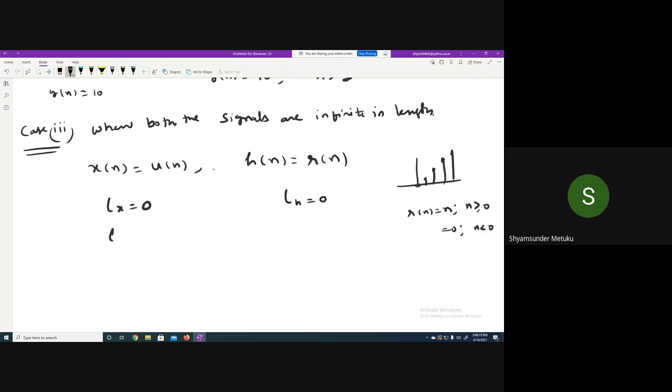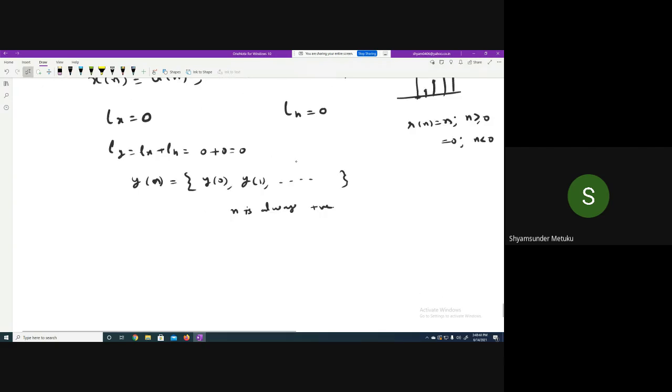What is your lower limit now? 0 only. So I am supposed to calculate y of n again from y of 0 onwards, up to infinity. So the n value is always positive here also. Yes, it is always positive in our case.